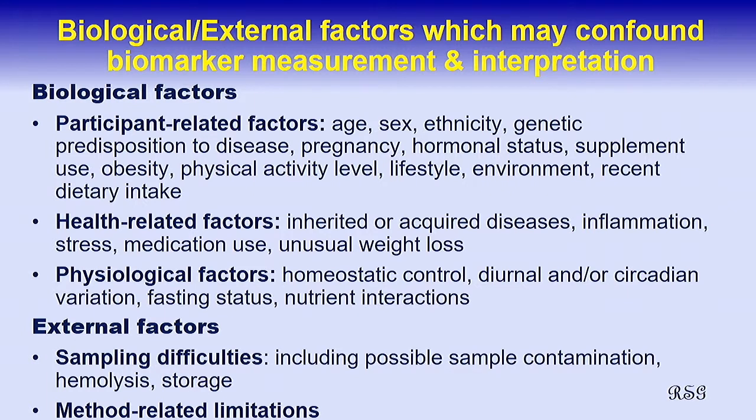In addition, there are certain external factors for certain biomarkers that we also must take into account. Sampling difficulties, including possible sample contamination, which for somebody like myself who's particularly interested in zinc is a huge problem. Hemolysis is another factor because the levels of zinc in red blood cells are much higher than in plasma. Storage is an issue for folate and retinol binding protein and retinol and other micronutrients. And then there are method-related limitations we also have to bear in mind.